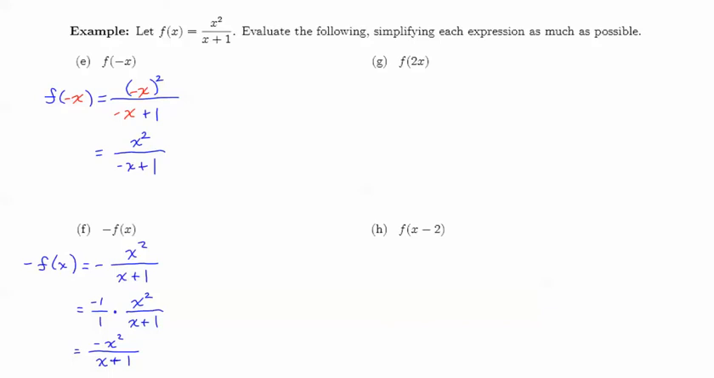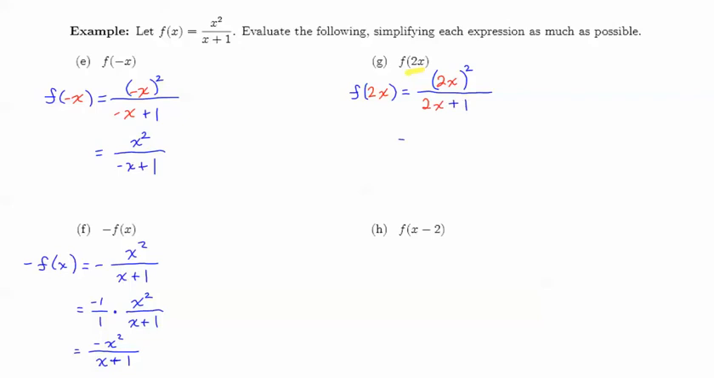Coming over to example G, we're now looking at f of 2x. So we can see that 2x is now this input. So again, we'll look at our original definition for f, and we'll just replace every instance of x this time with a 2x. So I'll have f of 2x, and now in the numerator we'll have the quantity 2x, and that'll be squared. And we'll divide by then the quantity 2x plus 1.